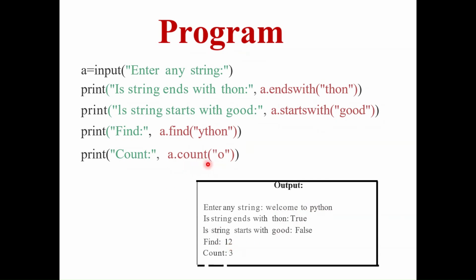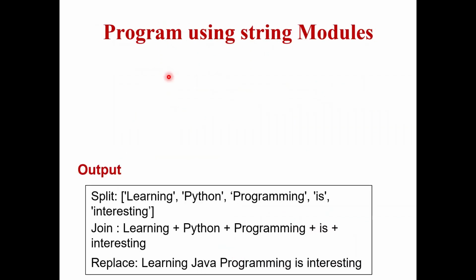Then the next one is the count function. This is for checking the occurrence of the letter O. Since this O exists at 3 places, it returns the result as 3. The remaining functions we can see in this program.